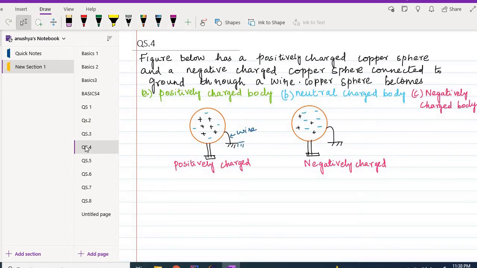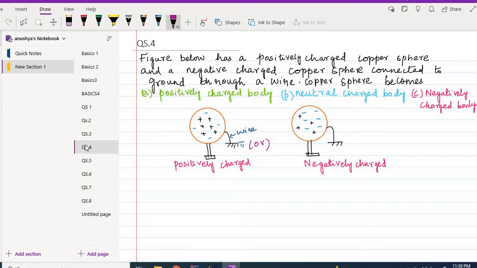Next question, okay. In this question we have a positively charged copper sphere and a negatively charged copper sphere. Positive charge means it has more number of protons. Negative charge means it has more number of electrons. Both are connected to ground through a wire. After connecting, what happens to this positively charged body and negatively charged body?